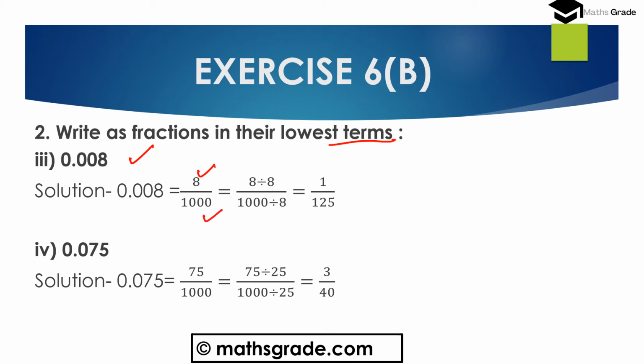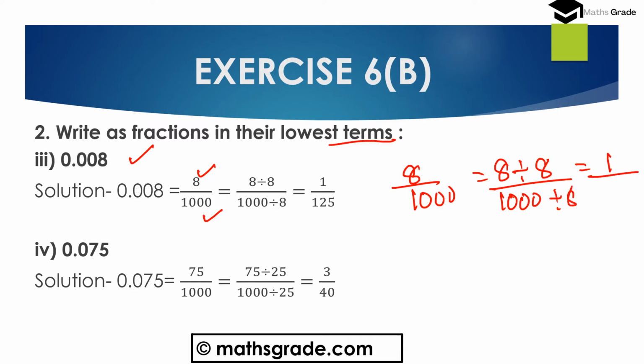Now find out the highest common factor between 8 and 1000. Between 8 and 1000, 8 is the highest common factor. So divide numerator 8 and denominator 1000 by 8. So 8 divided by 8 is 1 and 1000 divided by 8 is 125. So 1 divided by 125 is the lowest term or the simplest form of the decimal 0.008.